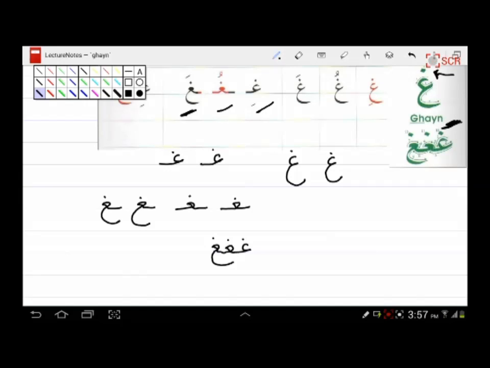And that's all of our letters that ends with a trailing tail.